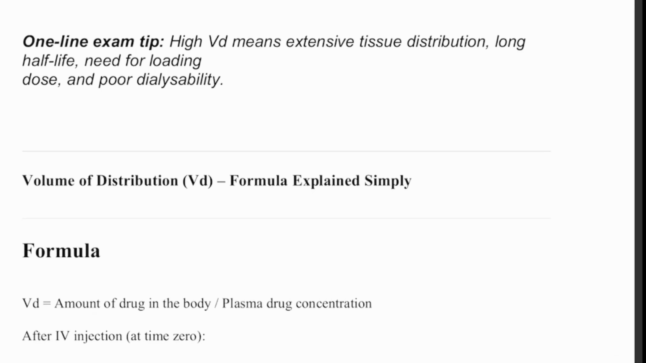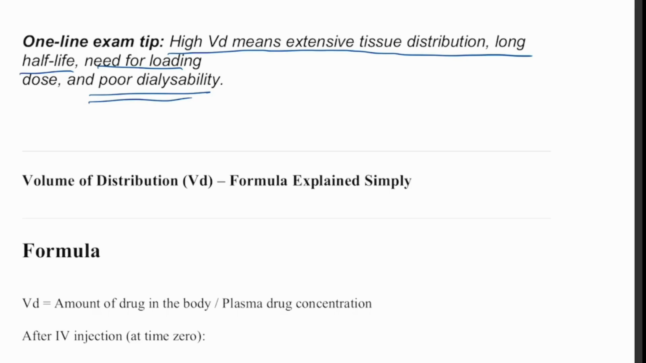So high volume of distribution means extensive tissue distribution, long half-life, and need for loading dose. And they are not dialysable, so poor dialysability. So these are the important points to remember. Higher the volume of distribution means there is extensive tissue distribution. It may go to the fat and tissues, and such drugs will naturally have a long half-life, require a loading dose, and are not dialysable.